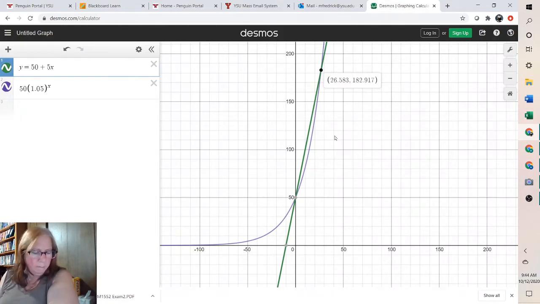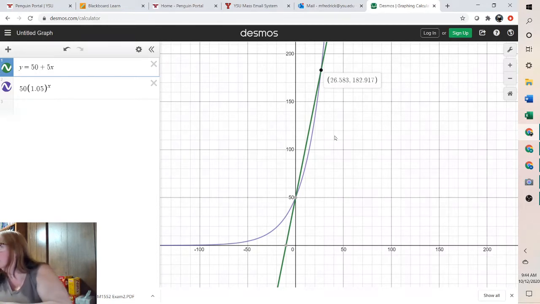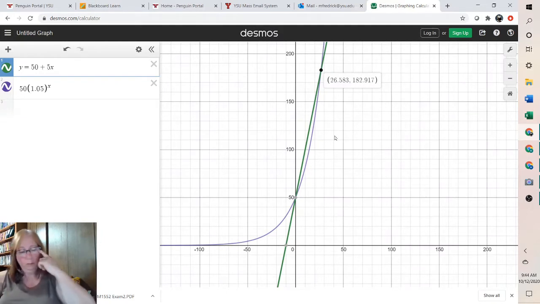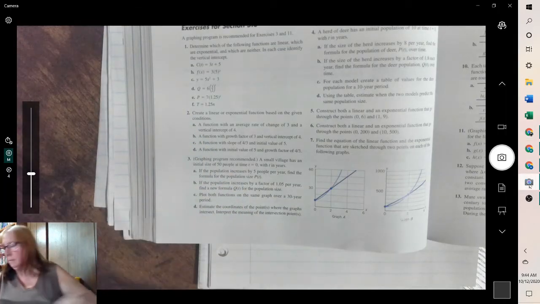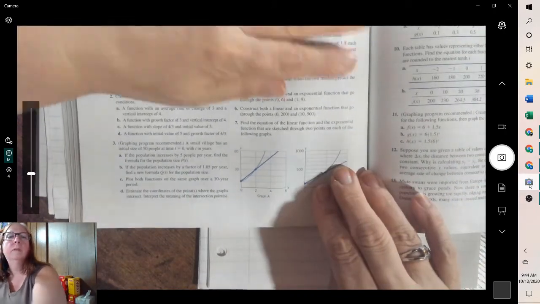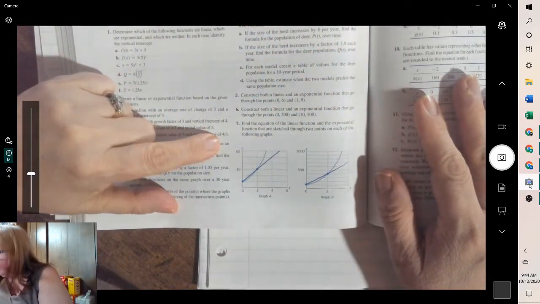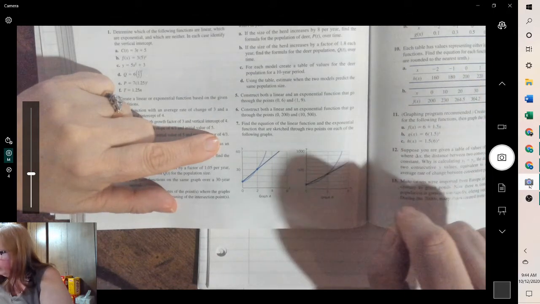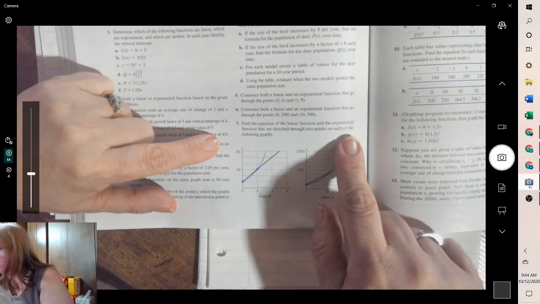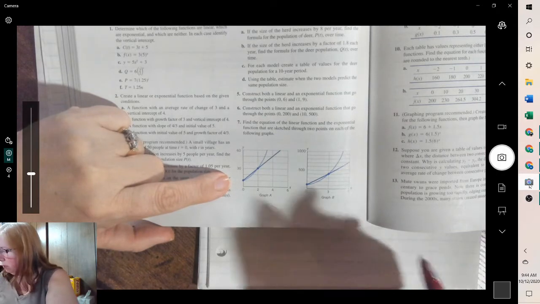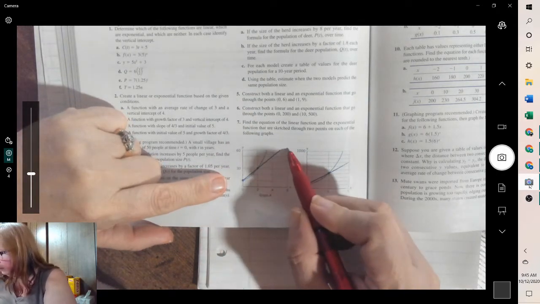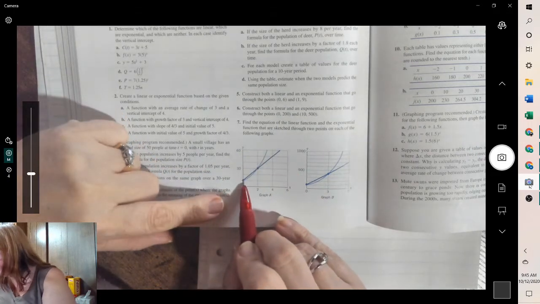Page 284. Number 7. It says, find the equation of the linear function and the exponential function that are sketched through 2 points on each of the following graphs. So if we look at the graph, the linear one is the straight line. And we know our starting amount is 0.